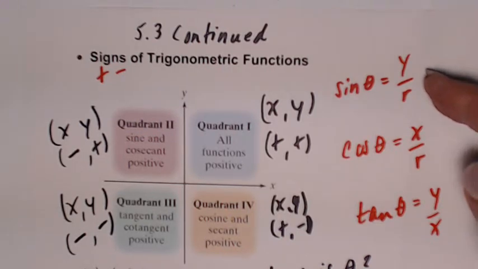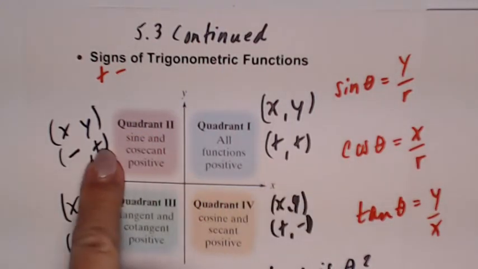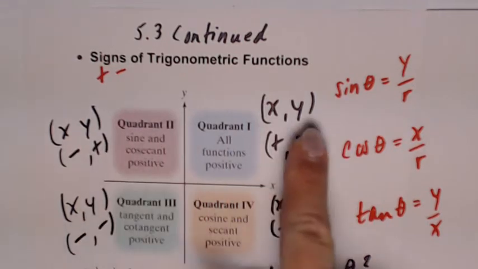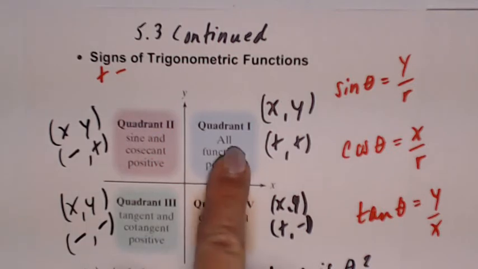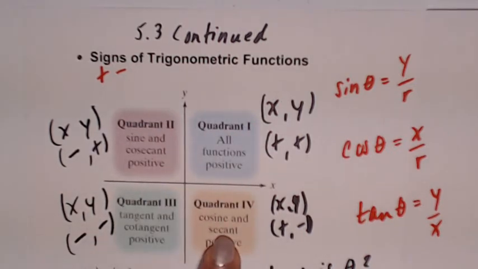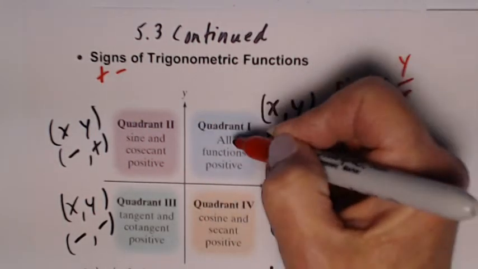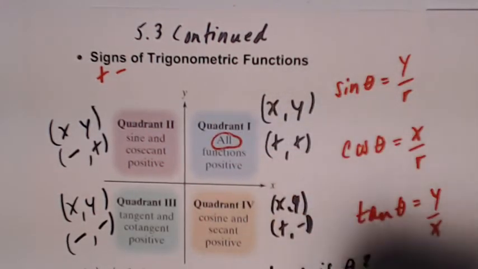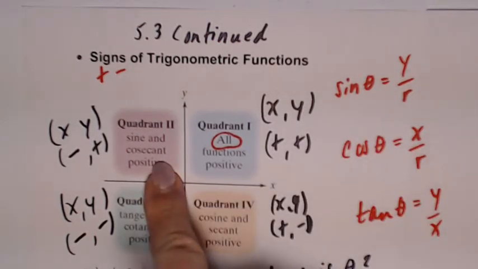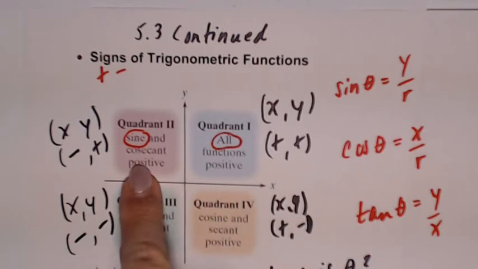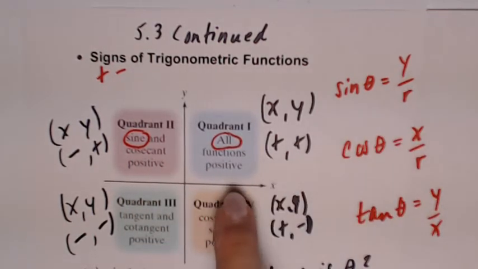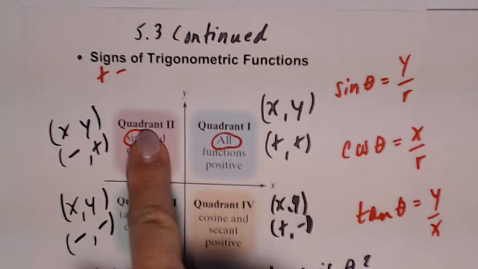So in regards to sine, our sine is going to be positive when y is positive. Well, we know y is positive here in Q1 and Q2. And here, these are labeled. I can't take credit. Somebody else labeled them. But in Q1, we can see all our functions are positive. And in Q2, we can see that sine and its partner cosecant are positive. So sine is positive Q1 and Q2, where y is positive Q1 and Q2.